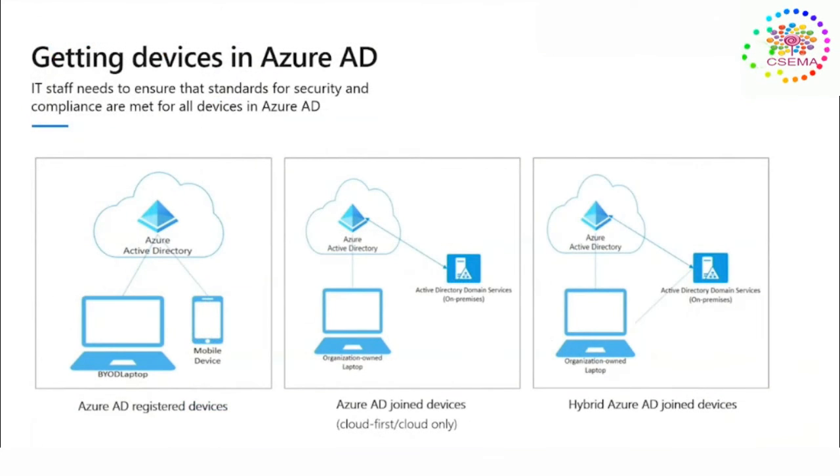Now let's talk about devices. We need to protect an organization's assets while allowing end users to be productive. IT staff will need to manage device identities to ensure that standards of security and compliance are met. To get a device in Azure AD, you have multiple options: Azure AD Registered, Azure AD Joined, and Hybrid Azure AD Joined.